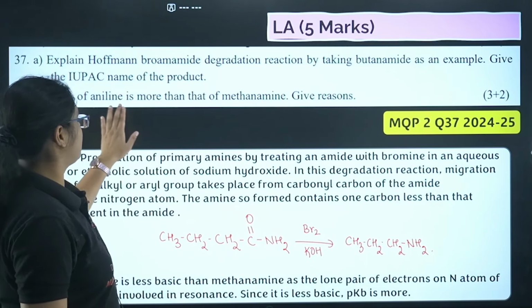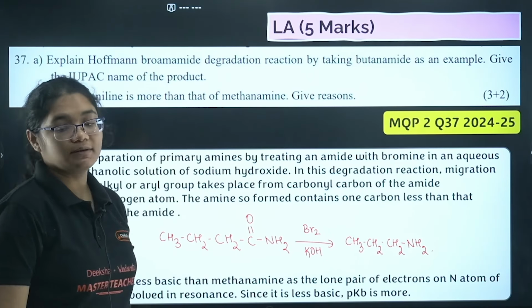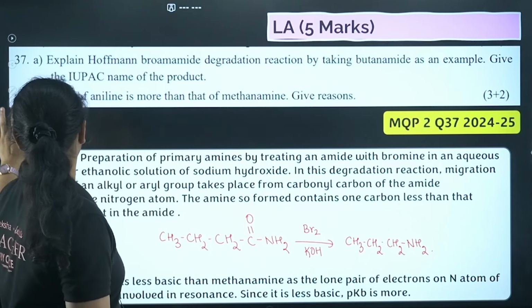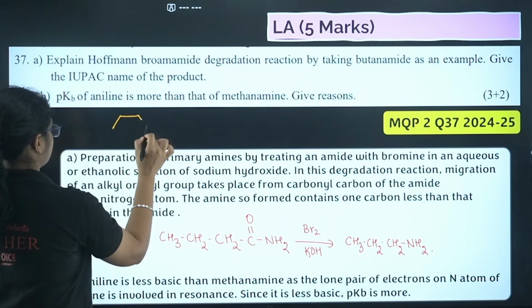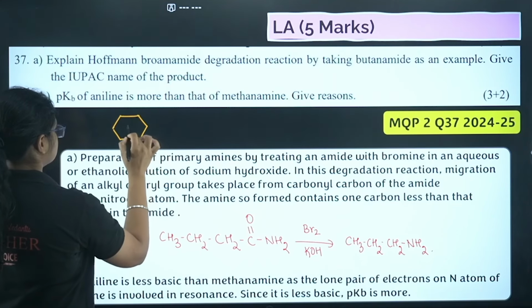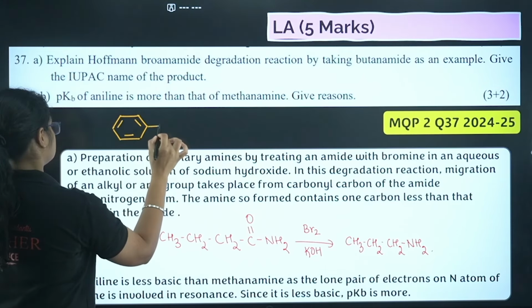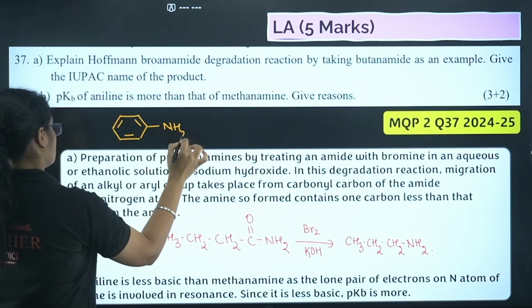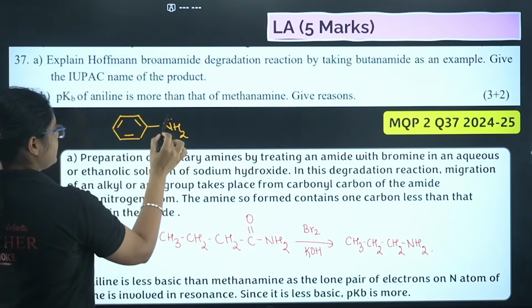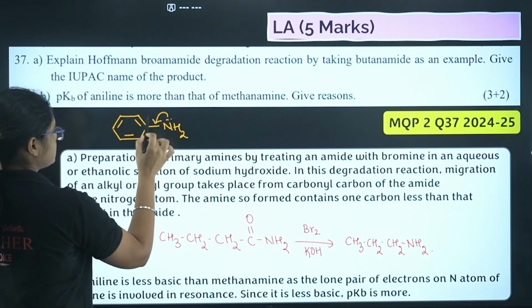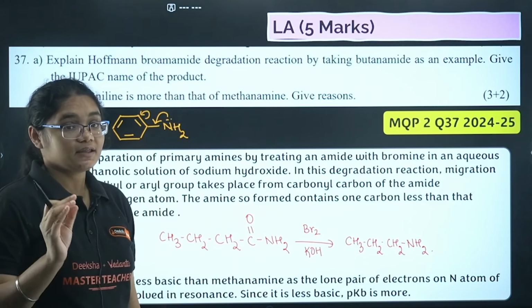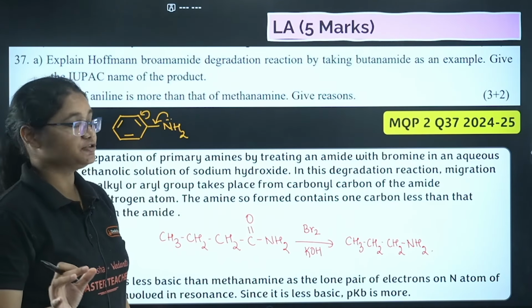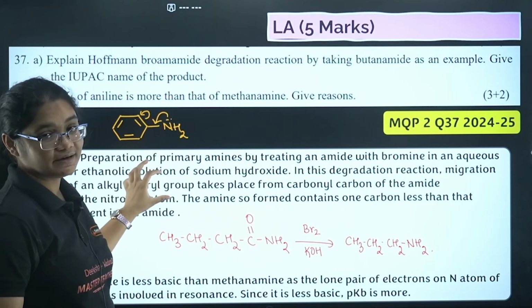Next question is, pKb of aniline is more than methylamine, give reason. So if you have aniline, see, in aniline the lone pair of electrons is involved in resonance. It is not available for donation. If it is not available for donation, the basicity will reduce.